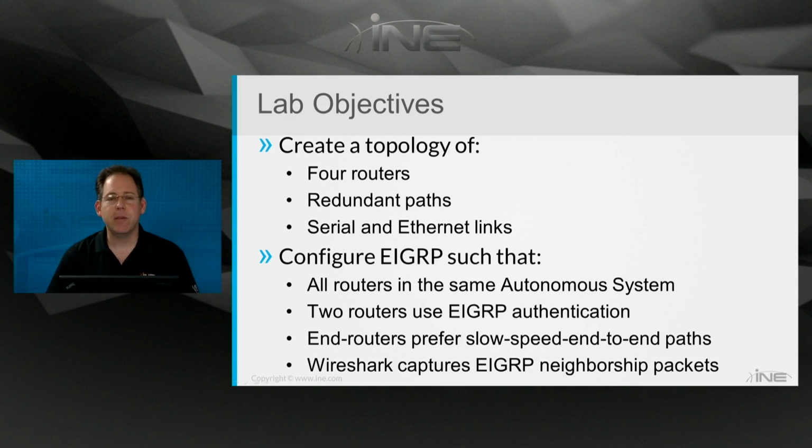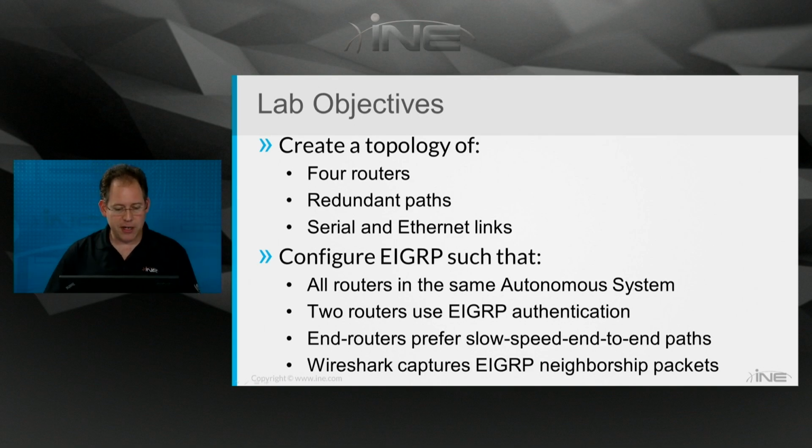We're also going to use the built-in Wireshark feature of GNS3 to capture some of the packets so we can see what the neighbor relationship looks like when it's being built and how EIGRP routers exchange routes. So that is the objectives for this lab.